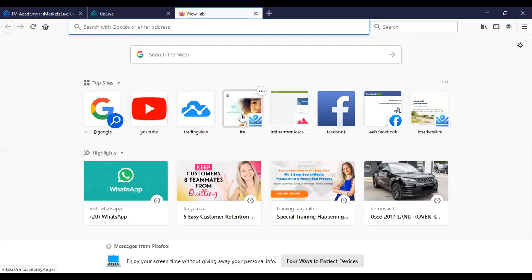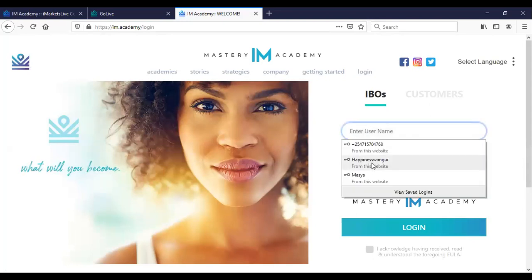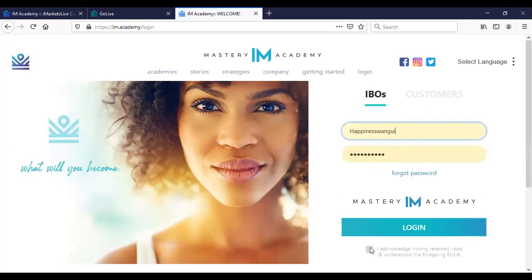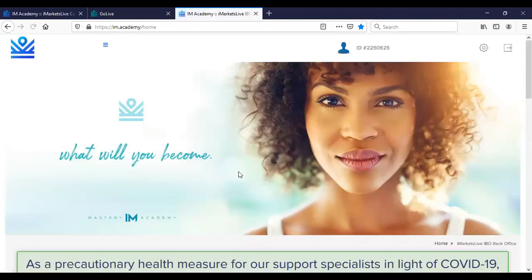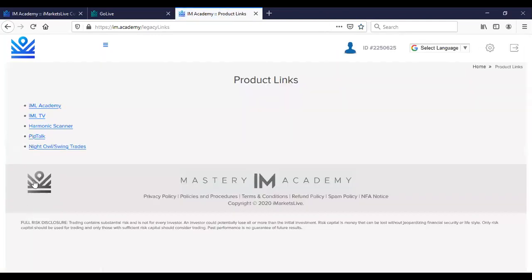Okay, let me just approach it from the Academy because I have it here. It will not be fair for me to go straight to it. Let me just approach it from the platform. Let me use my wife's account. You're logging in again. Go to the 3 bars on your left, then you come to all the links. Press on it to give you the IAM Academy, IML TV, Harmonic Scanner, Pip Talk. So you select the Harmonic Scanner.